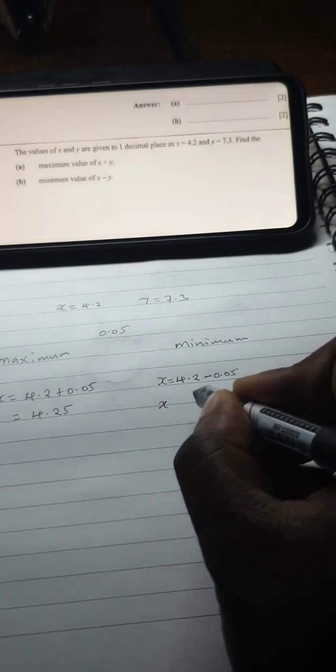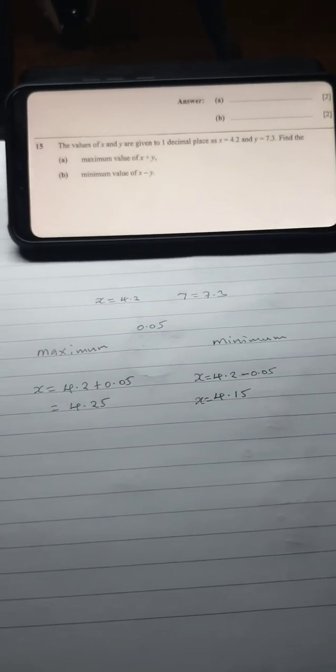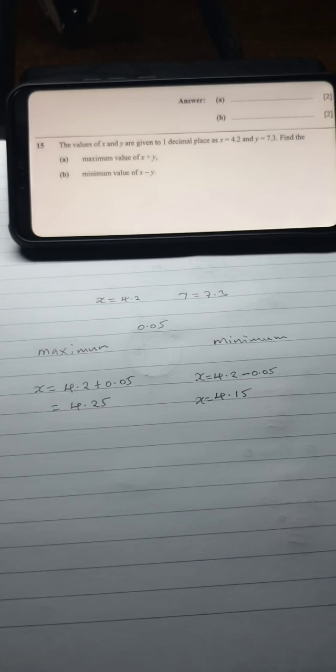4.2 minus 0.05, it will be 4.15. You can confirm. Please confirm. So it's to pay how much? I want to pay tomorrow.